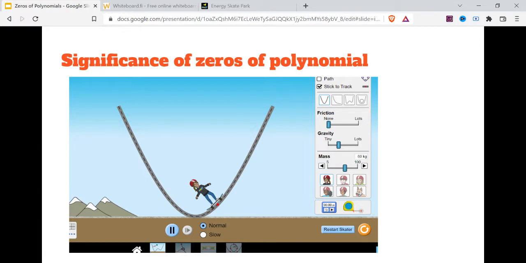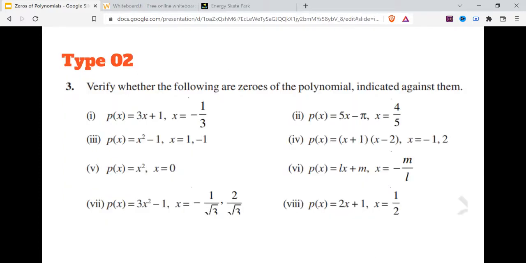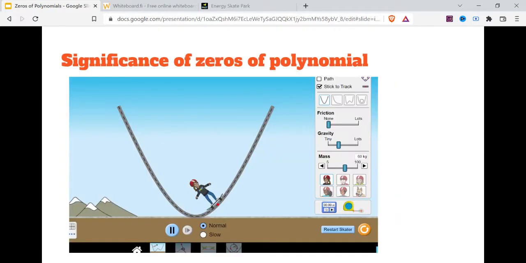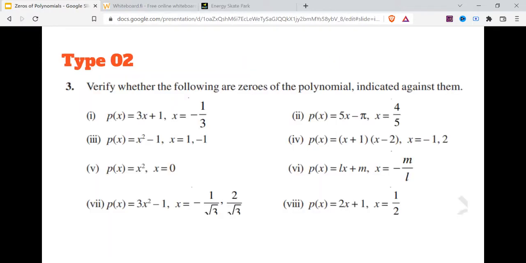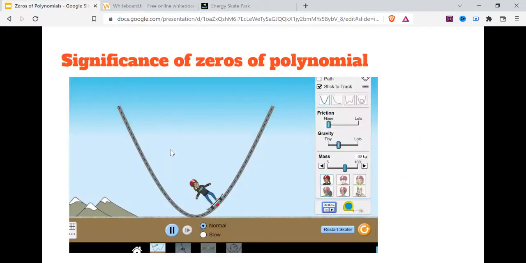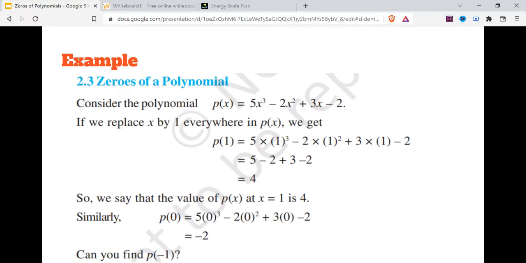Then I will show you one simulation powered by Colorado University. This is a simulation for physics, but in physics the same type of polynomial questions will arrive in your class. So you will understand why polynomials are important in real life, and see how math is collaborating with physics to explain the nature of motion. And then we will do a sample question based upon the significance of zeros of a polynomial. So let's begin.